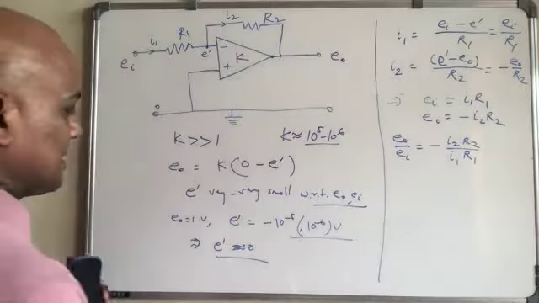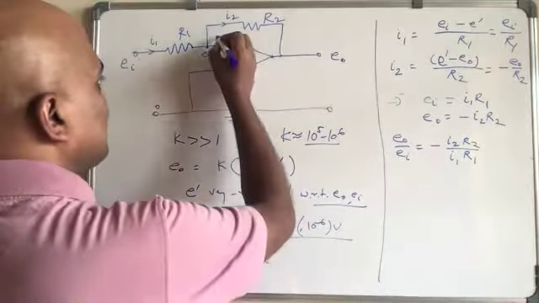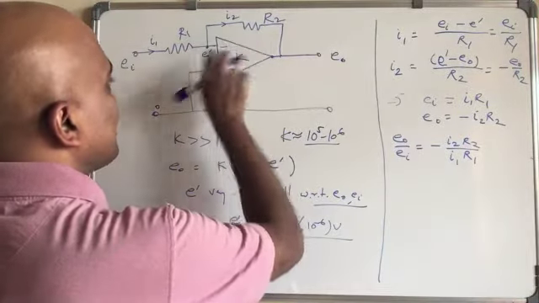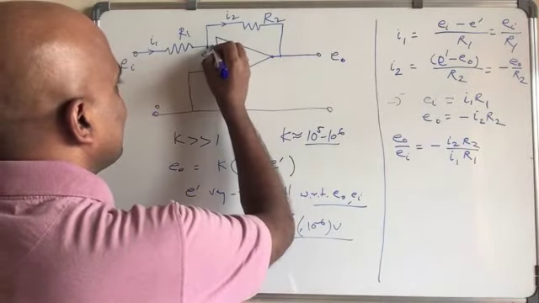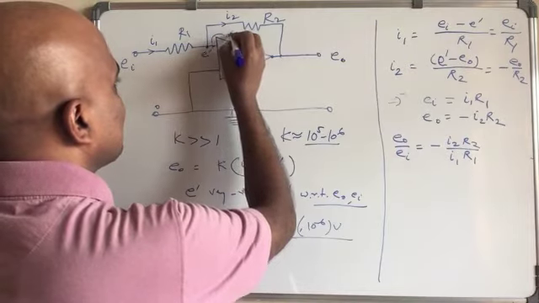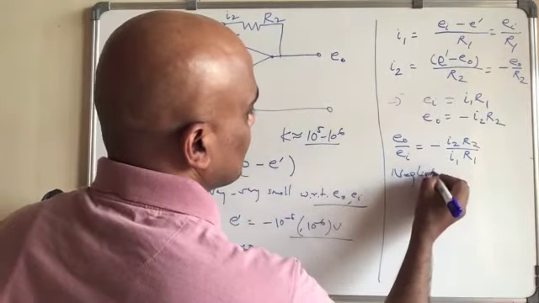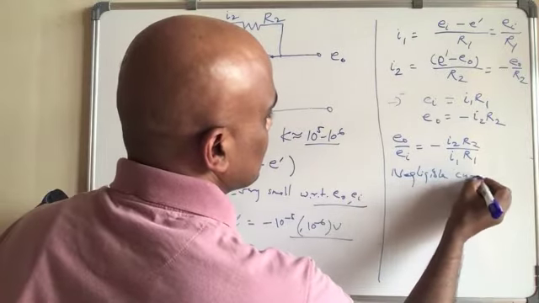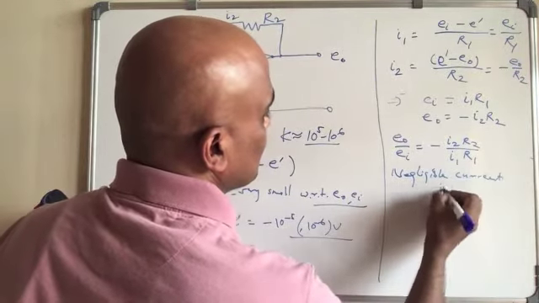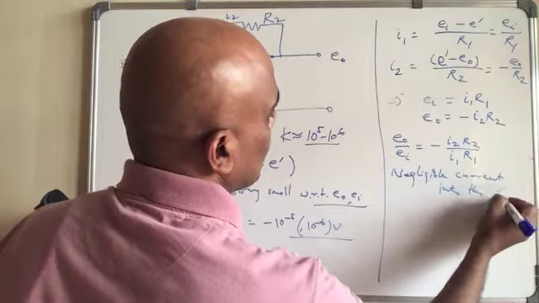Now the next assumption. The next assumption is there is no current flowing into this one, right? So this is I equal to 0. So negligible current into the op-amp.